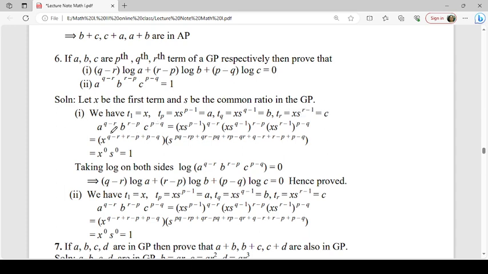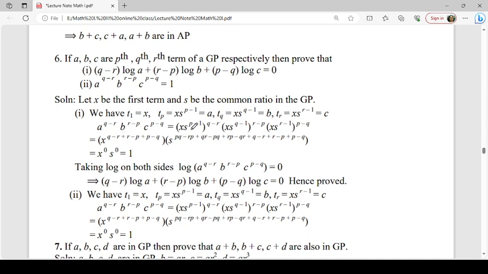Now we take this one: A to the power (Q minus R), B to the power (R minus P), and C to the power (P minus Q). So in place of A we are writing this one, in place of B it is this, and in place of C it is X S to the power R minus 1. Then X to the power Q minus R, X to the power R minus P, and X to the power P minus Q. We are adding all this, and we get 0 here.